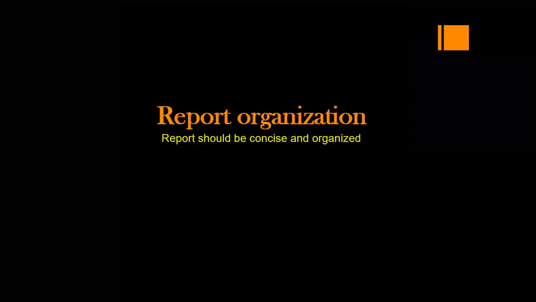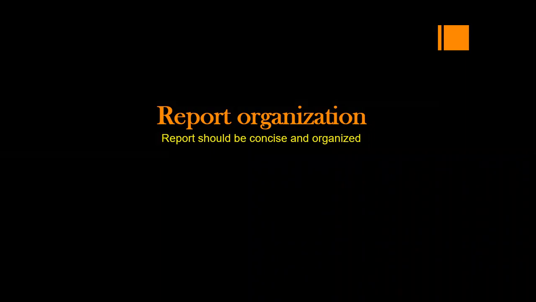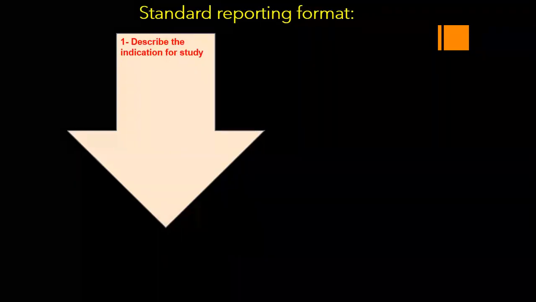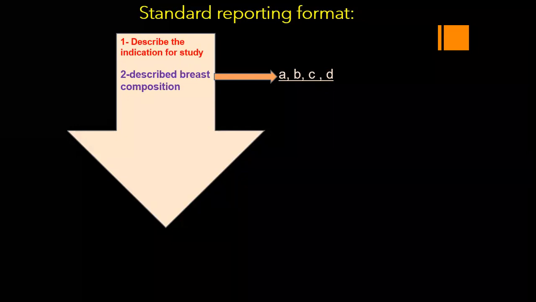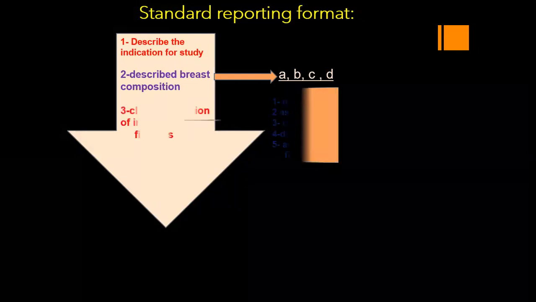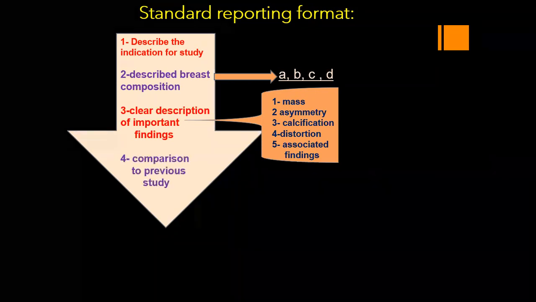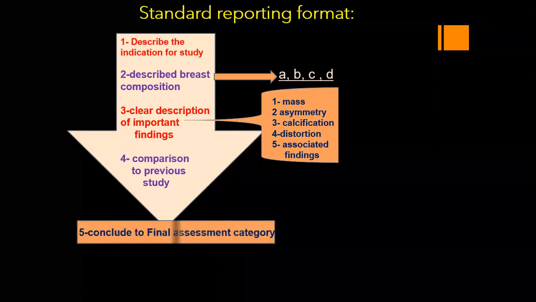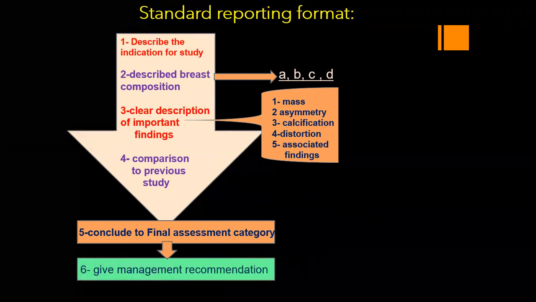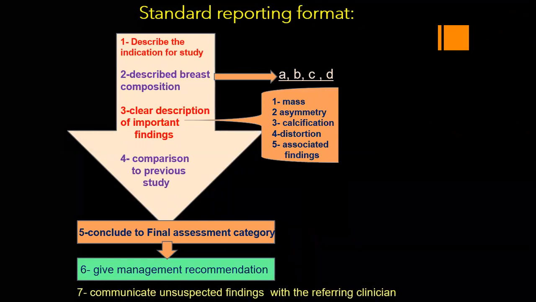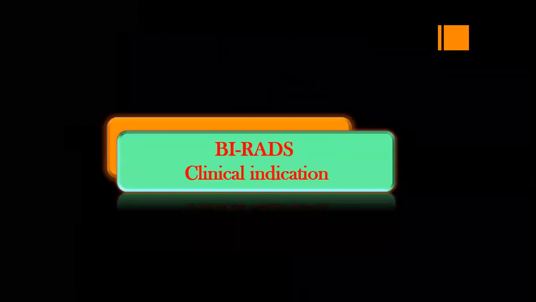management. Okay, so the report organization should be concise and structured, containing a description of the indication for the study, then describing breast composition from A to D, and a clear description of important findings, as we described before, including mass, asymmetry, calcification, distortion, and associated findings, and then comparing with the previous study to conclude with a final assessment category, and accordingly giving a management recommendation. And in case of an unsuspected finding, we have to communicate with the referring physician.